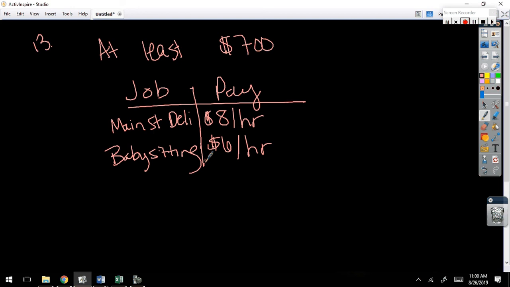Write an inequality to represent this situation.